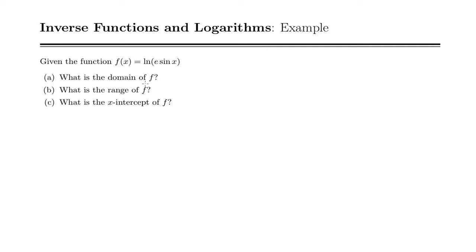To determine the domain of our function, we have the rule that the natural log of an input, that input must be greater than 0. So e sine of x must be greater than 0. Dividing by e, we have that sine of x must be greater than 0. And if we think about our unit circle, this happens in the first and second quadrants. And so from 0 to pi, and we can't include either of those endpoints because sine is equal to 0 at those places.